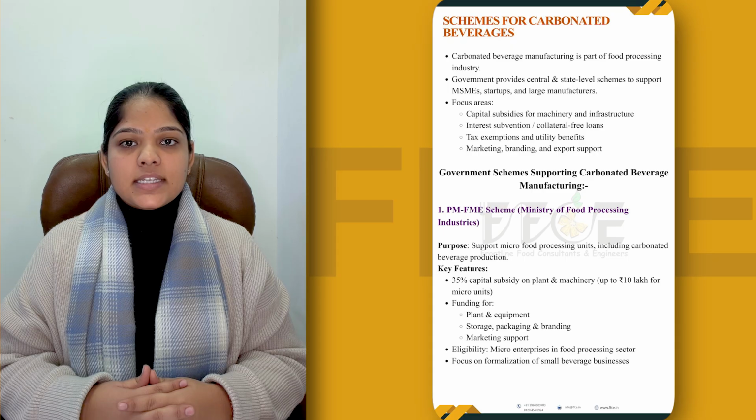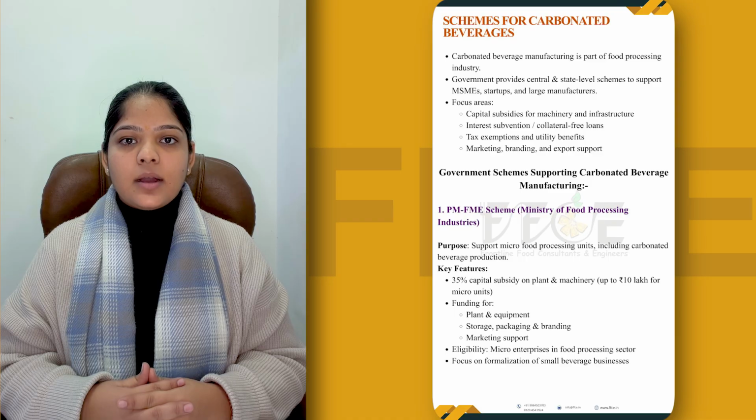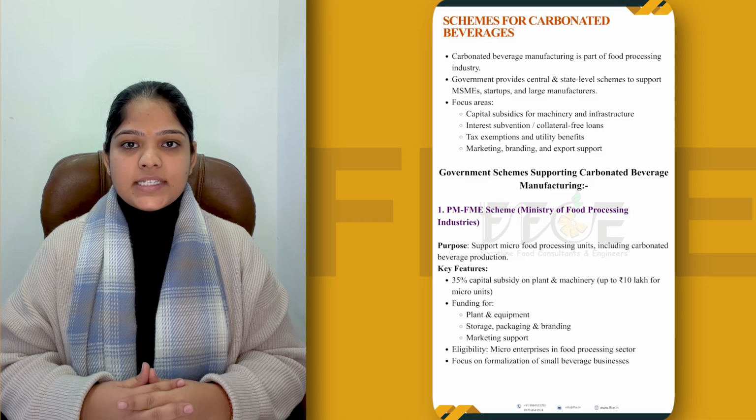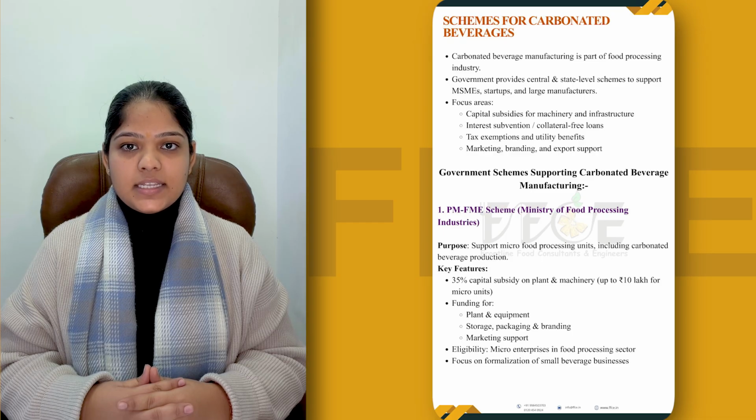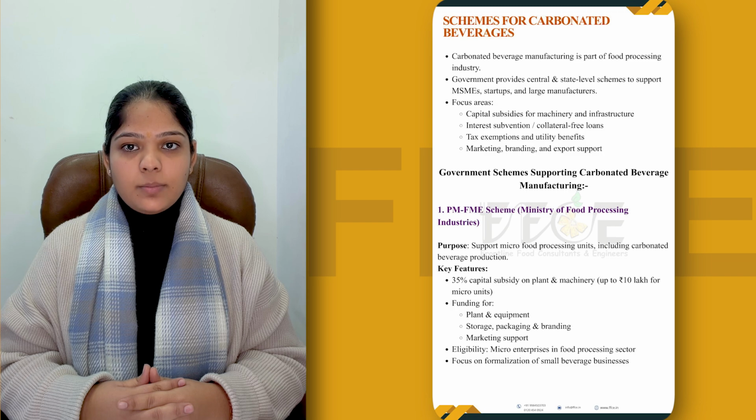So now we will be discussing all the government schemes for carbonated beverage manufacturers. Carbonated beverage manufacturing comes under the food processing sector and is supported by several government schemes. These include PMFME, PMEGP, MSME benefits, CGTMSE, mega food parks and export assistance through APEDA. These schemes provide capital subsidies, collateral-free loans, infrastructure support, marketing assistance, and export promotion.